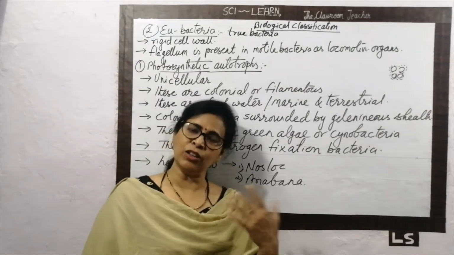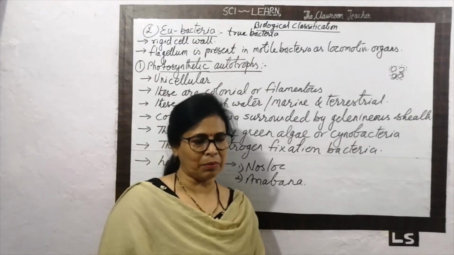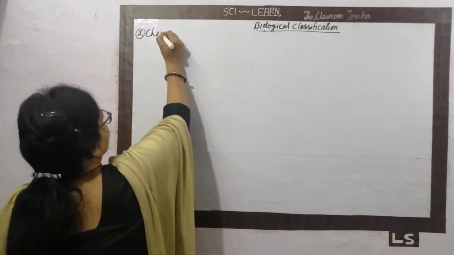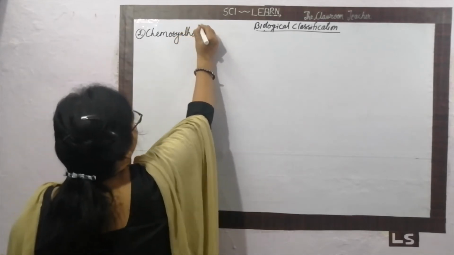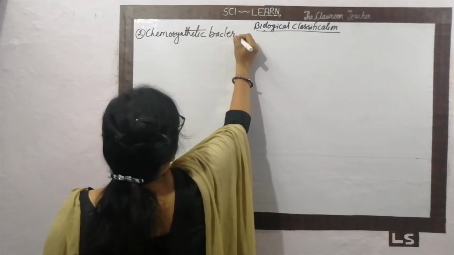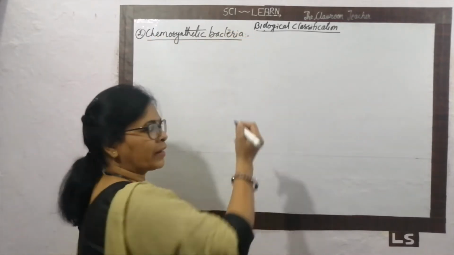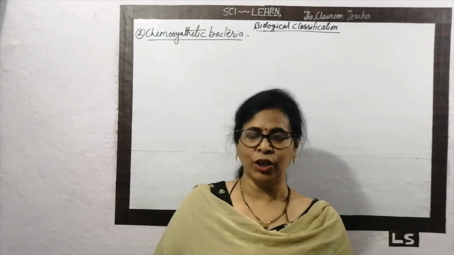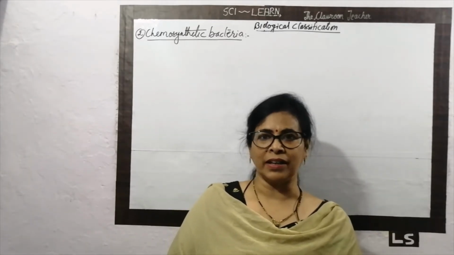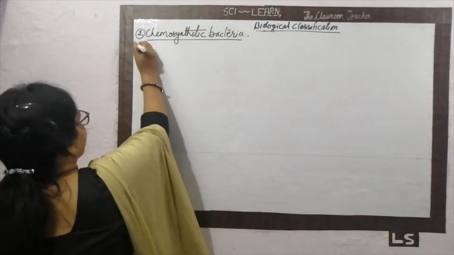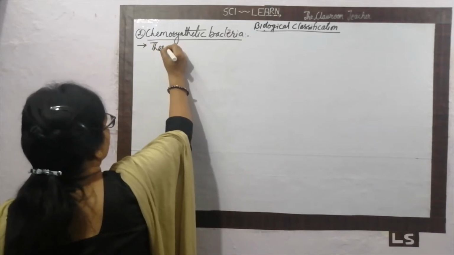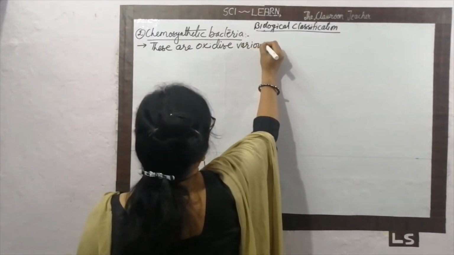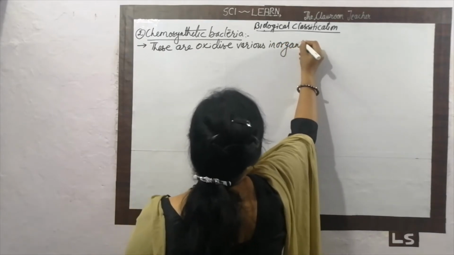The next type of Eubacteria, again autotrophic, is called the chemosynthetic bacteria. Chemo is for chemical, so they utilize chemicals for their food. What is the peculiarity of this type of bacteria? These bacteria oxidize various inorganic substances.